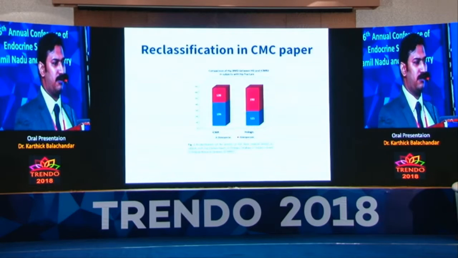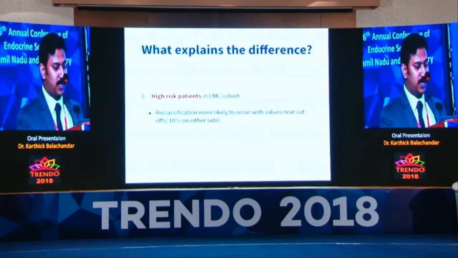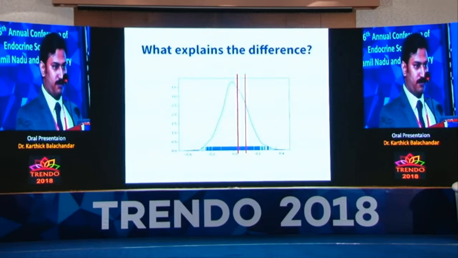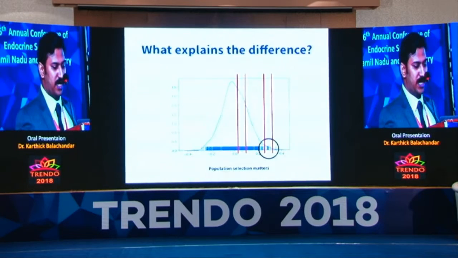So why do we get this difference? The difference is that there were high-risk patients in the CMC cohort. This reclassification is more likely to occur with values near cutoff values. So to understand this, look at this. This reclassification is more likely to occur at the ends of the curve. So what population we select matters.